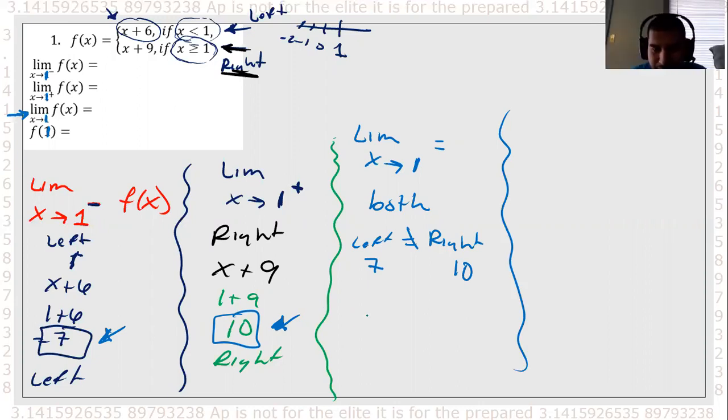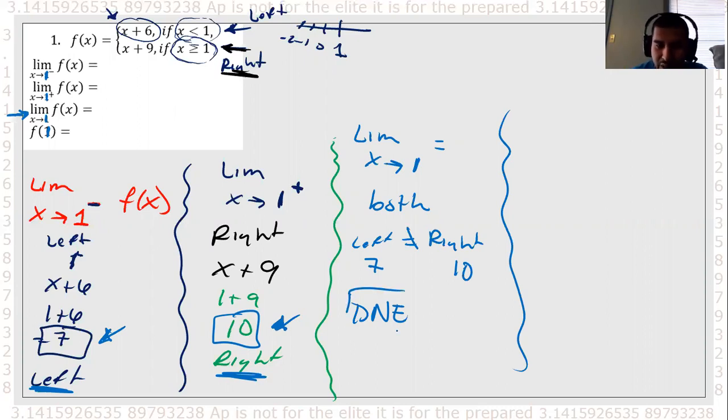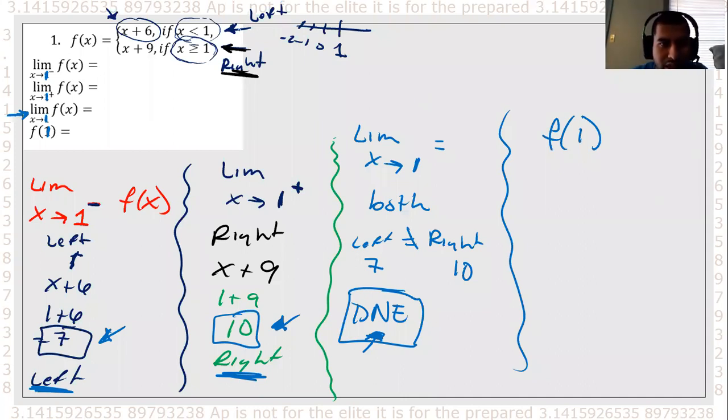Thank you. And I believe that was Daisy. The limit from the left was 7. The limit from the right was 10. So the answer was does not exist. You can write it out or you can put this. Either one is perfectly fine. Okay, last but not least, f of 1. Which one of these values, which one of these actually includes 1?